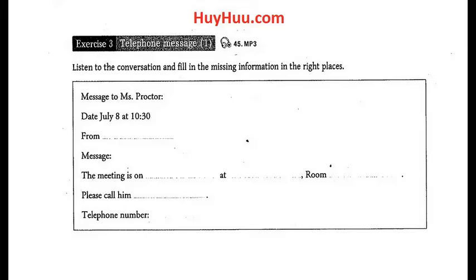Exercise 3. Telephone message. Listen to the conversation and fill in the missing information in the right place.